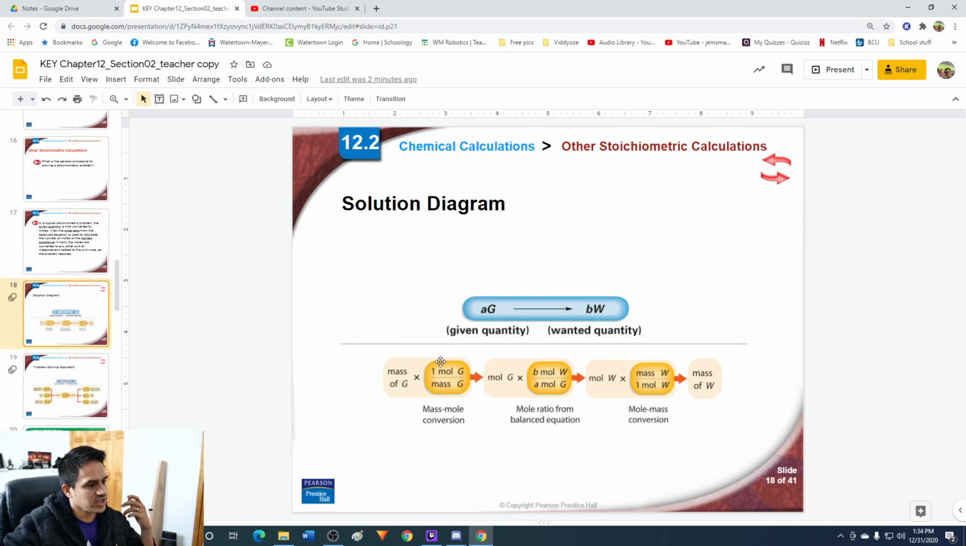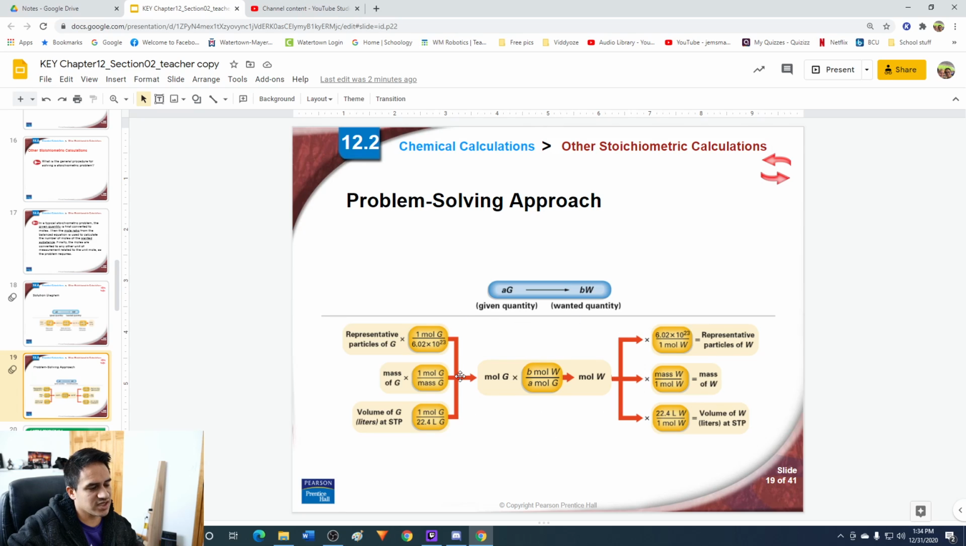If we are given the mass of a material, we'll convert from mass to moles using molar mass. Then we'll convert from moles of one material to moles of another material using the ratios from the equation. And then lastly, we'll convert moles of that material back into grams using molar mass. But again, we can basically use this little flow chart with any unit we're beginning with.